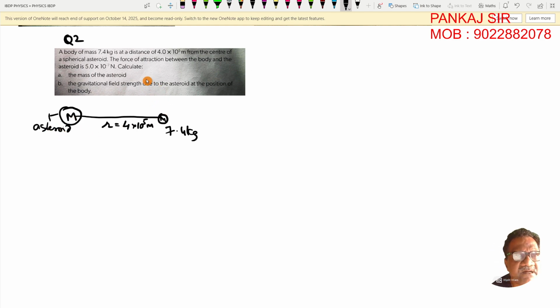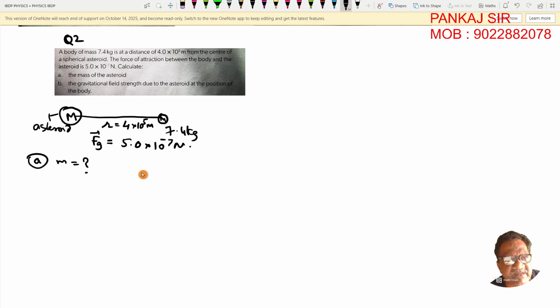Now the gravitational force of attraction between the body and the asteroid is also given to you as 5 times 10 raised to minus 7 Newton. Having given all these things, you have to calculate A, the mass of the asteroid. Small m is given to you. You have to calculate what is the mass of the asteroid, capital M. That you have to find out.